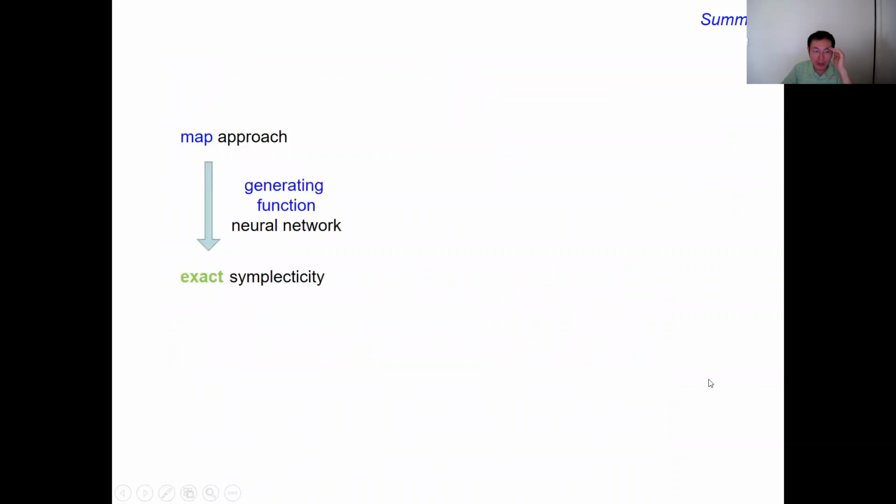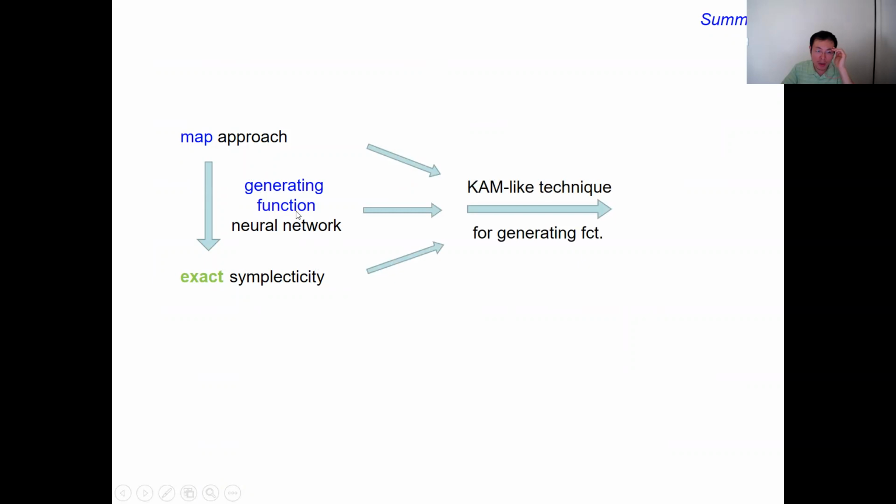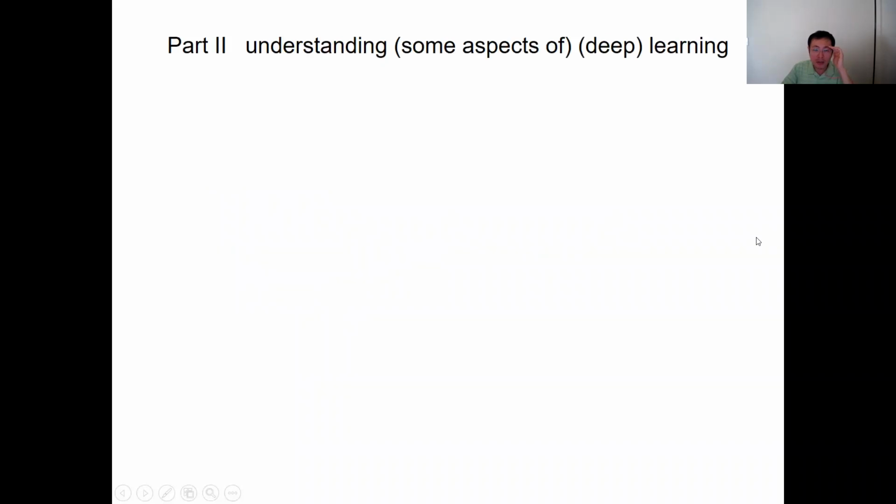So let me summarize the first part. By using a map-based approach, we invented the generating function neural network that has exact symplecticity, and as a consequence, we actually invented KAM-like techniques. For the experts, we invented new things because that's KAM theory for generating functions, not for evolution maps, but it's trivial in some sense. The generalization is easy. Then we use this theory to prove superior long-time prediction accuracy. That's the first part. Maybe I should pause in case anyone has comments or questions.